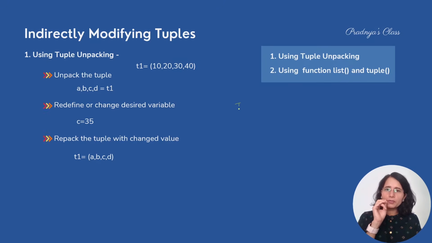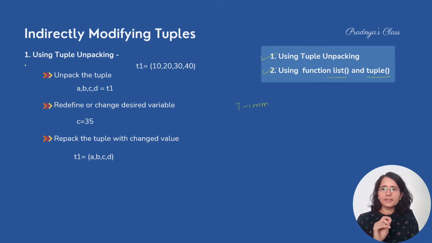Now we are sure about tuple, that tuple is immutable. But still, if I want to modify the content of the tuple, then we can do it indirectly. So there are two ways to do it. First, using tuple unpacking, and the second way is using the list and tuple.